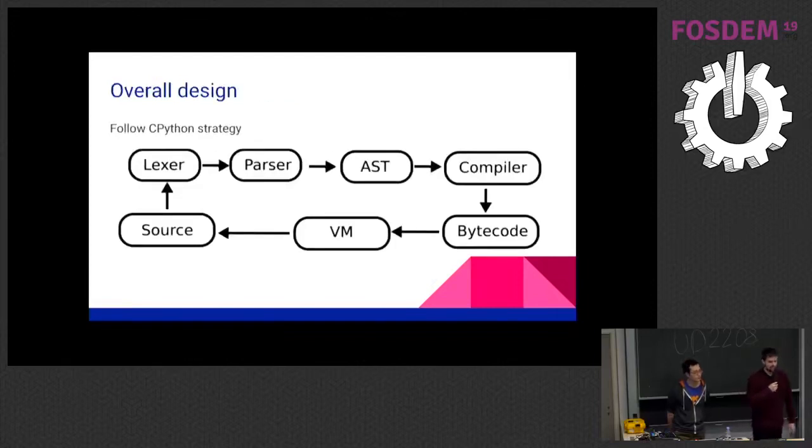So this is the overall design. It's no different than CPython. So what it does is we take Python code, we lex it, then we parse it, we get an abstract syntax tree out, we compile that syntax tree to bytecode, we interpret it in a VM, and if we encounter an import command, we go in this loop again. Yeah, it's the same as in CPython, I would say.